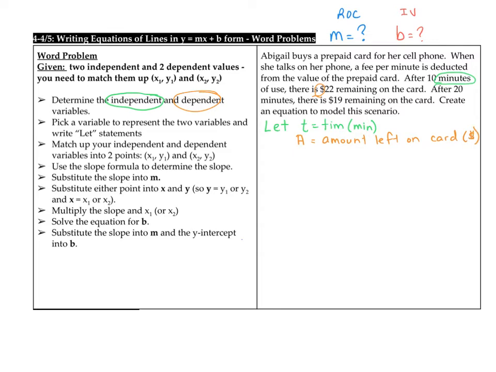So whenever it is a word problem, you will have to make the let statements. Apparently I can't spell. And you need two let statements, one for the independent variable, one for the dependent variable. Again, you can use x for the independent and y for the dependent, or you can use letters that better represent what the variables are. So what we need to figure out is what is the slope and what is the y-intercept.